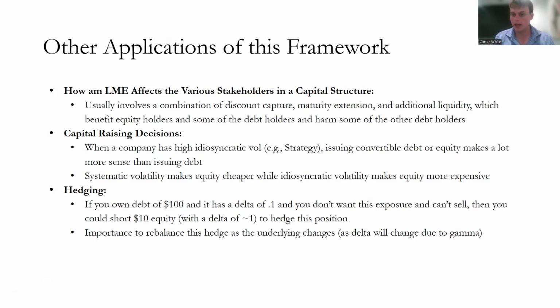And then lastly, if you want to hedge your exposure, let's say that you own debt and it's relatively illiquid and it has a delta of 0.1, and you just want to remove your exposure to the asset value of the business, then you could short $10 of equity with a delta of 1. And now you have a delta neutral position, albeit it's important to rebalance this position as the asset value moves because of the fact that there's going to be gamma, which is changing it and making it where you're not actually delta neutral. But it's interesting that you can hedge using equity if you own debt or vice versa.